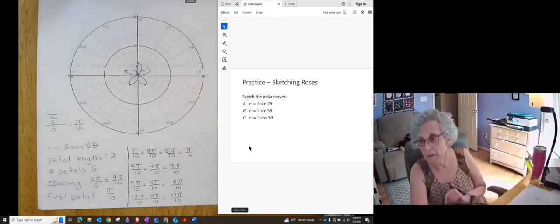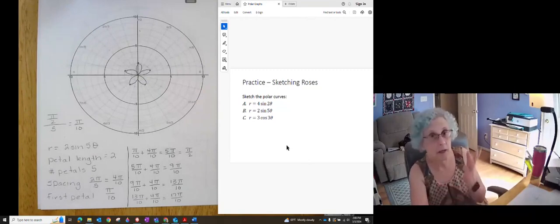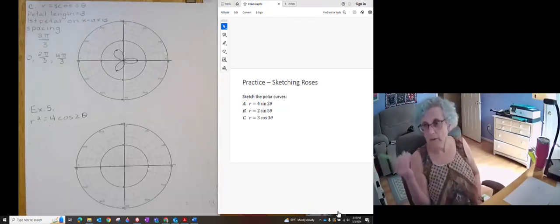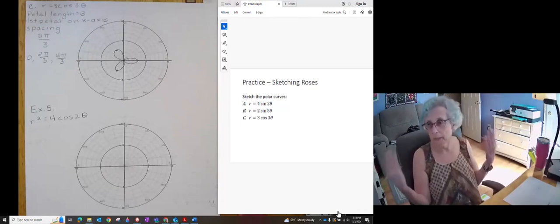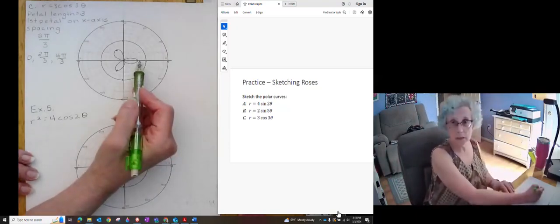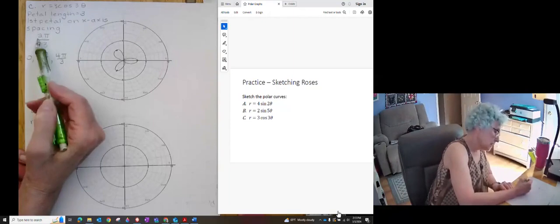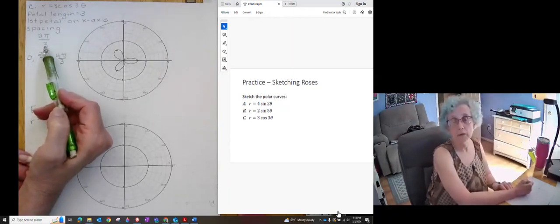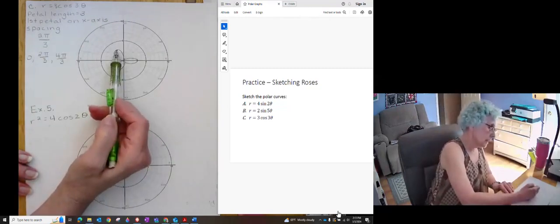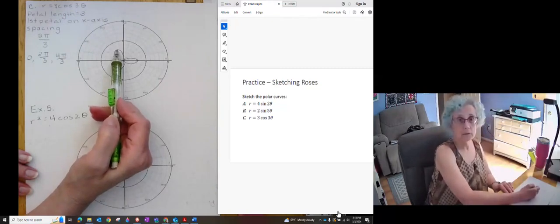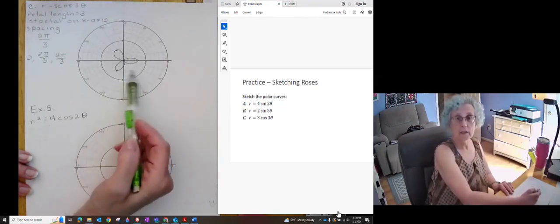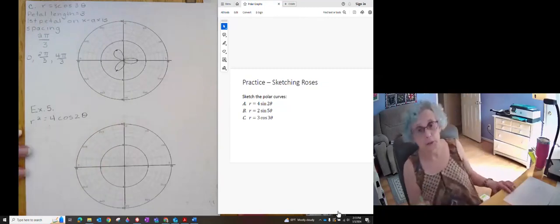Try the next one. Petal length 3, 3 petals. Looks pretty easy. Okay, like we said, 3 petals, length 3. It has cosine in it, so the first petal lives here on the x-axis. And then the spacing is 2 pi divided by the number of petals, because it's 3. So 2 pi over 3. So my next petal is at 2 pi over 3. I add 2 pi over 3. So I just plotted the ends of the petals, and then I drew in the loops and made it pretty.